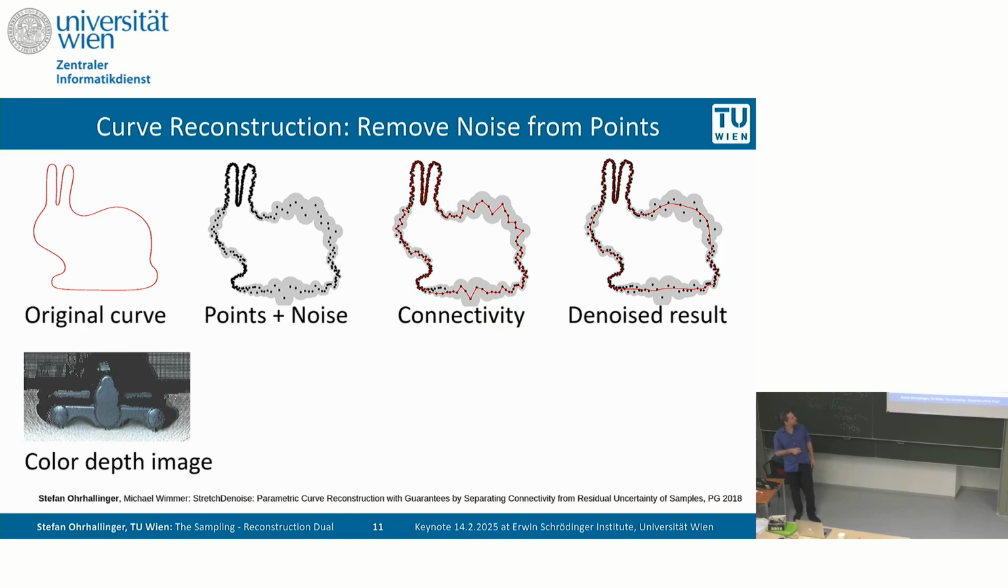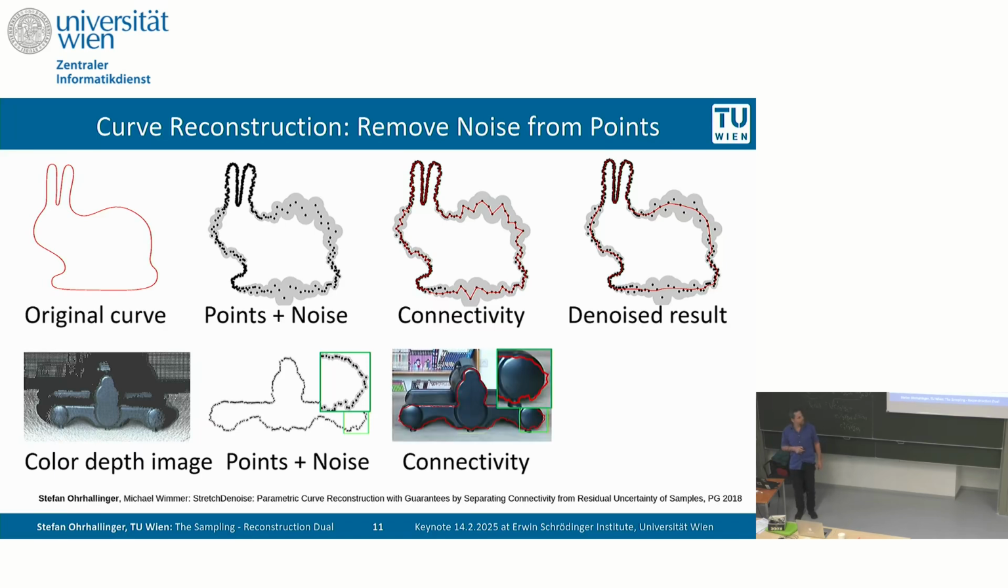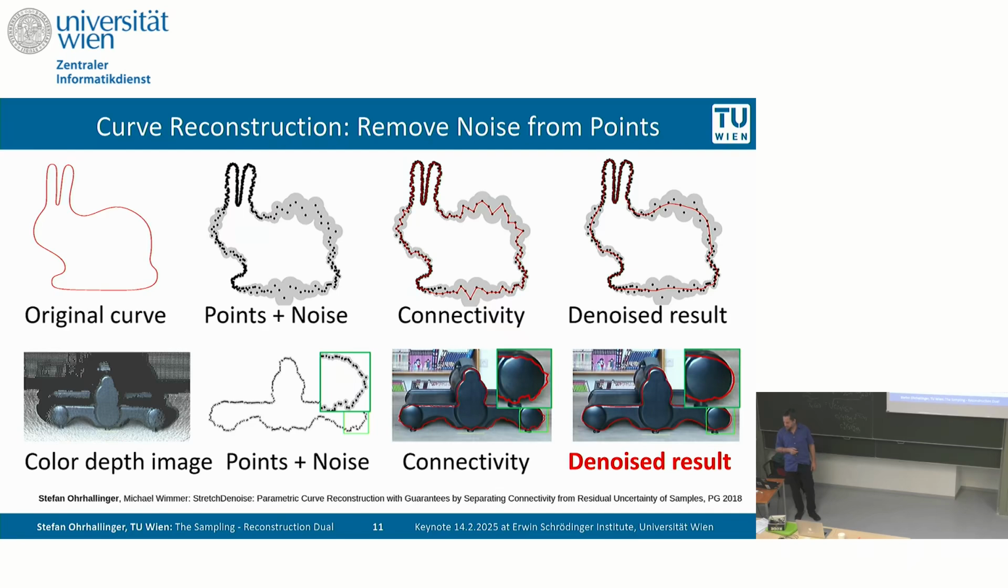With some real-world example, we have a color depth image of some device. And here we have the points with the noise, small gray disks. Here with the detail. We first get the connectivity, and then this is the denoised result.